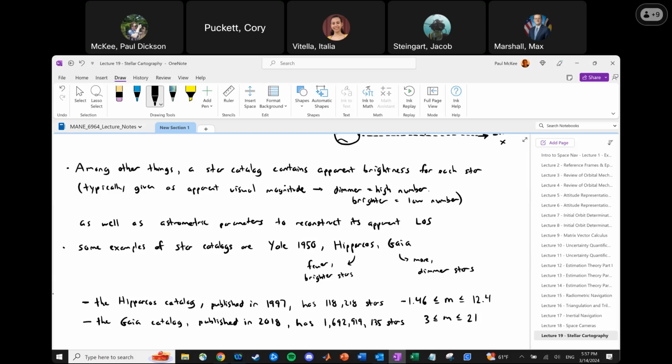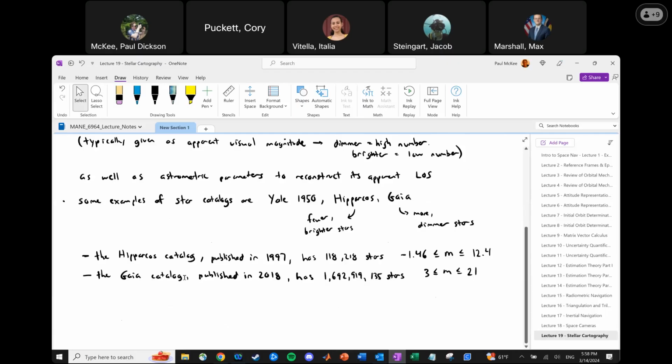Brightness does not necessarily equal size, but there's definitely a strong correlation there. So as we go dimmer, we're looking at further away stars, generally speaking, or we're looking at very weak close stars. And there are many, many more of those than there are close bright stars. But for our navigation purposes, we're going to be looking at the close bright stars. We're going to be using Hipparcos, which has really everything we need for this class.